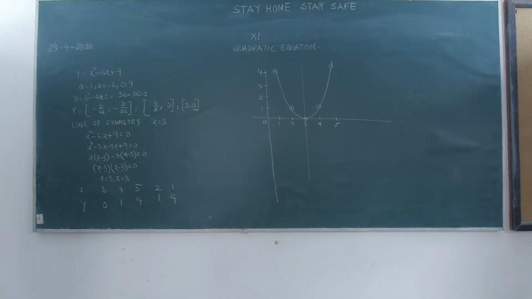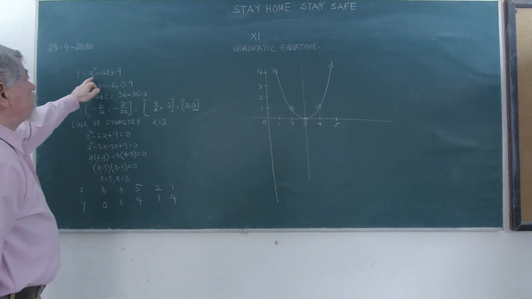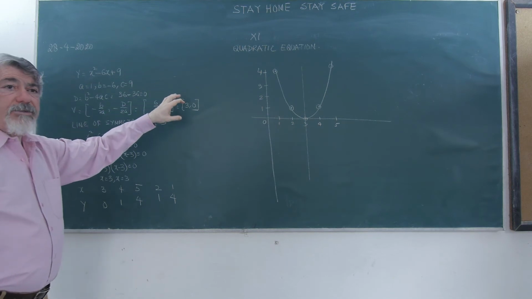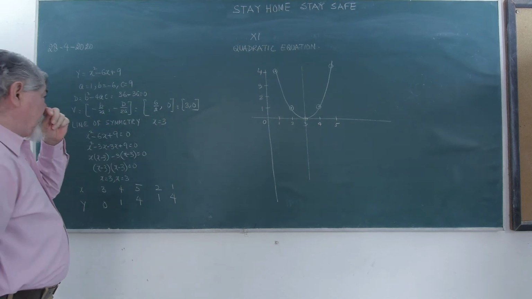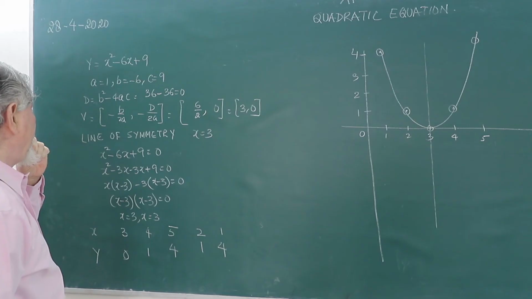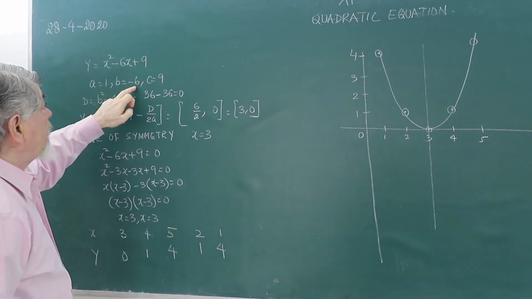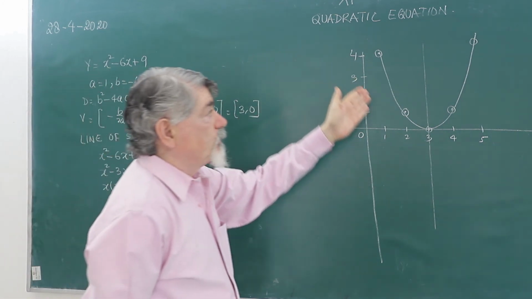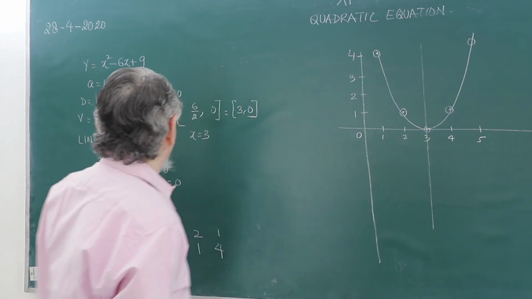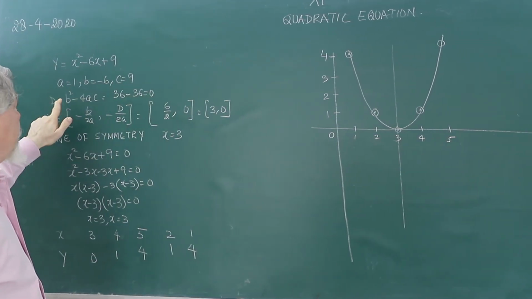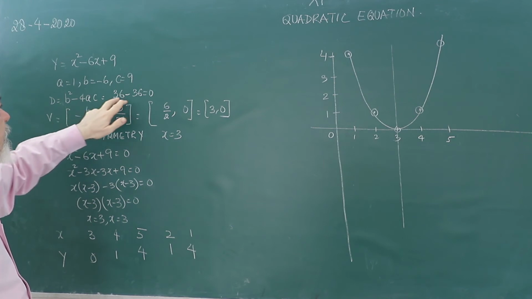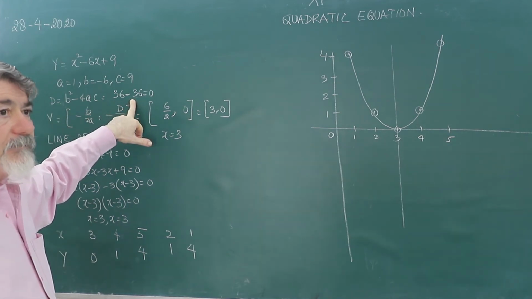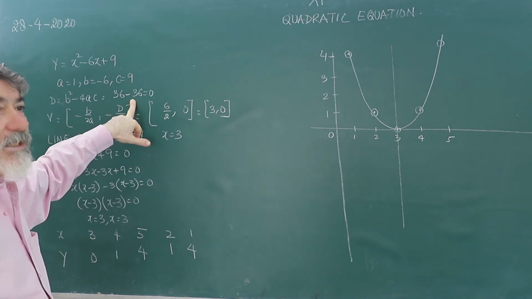In this question, y is equal to x square minus 6x plus 9. He has not given any specific values between which we have to plot, so we have to pick the values ourselves. A is 1, B is minus 6, C is 9. So A being positive, the parabola is going to be opening upward. Now let us calculate the discriminant, which is b square minus 4ac, which is coming out to be 0.